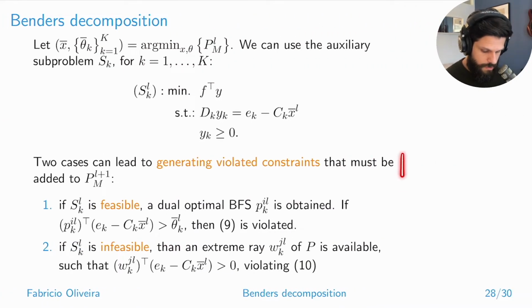When this is the case, two things can happen, which would be akin to generating violated constraints that must be added to the main problem for the next iteration. Whenever we solve S_L^k and that is feasible, you can find the dual value associated with this constraint. That would be p_i^k at iteration L. That's an extreme point i, that's why I have it in here, and the k is because that's the subproblem k.